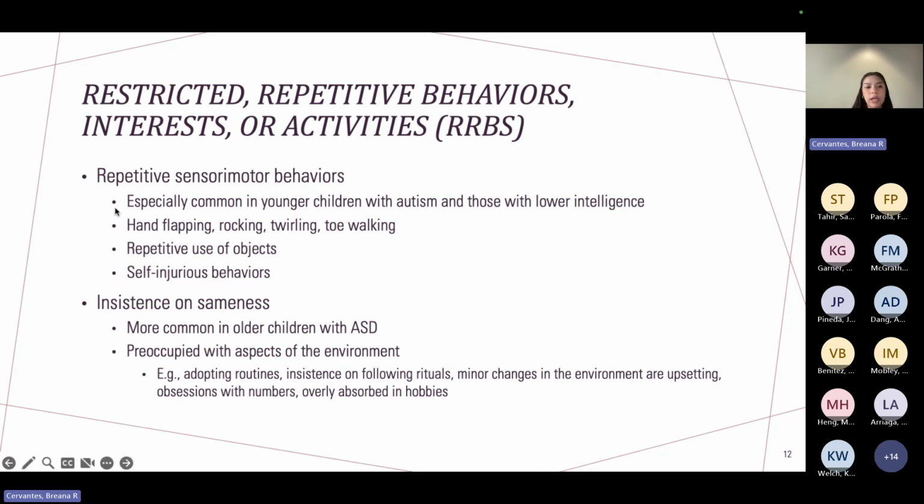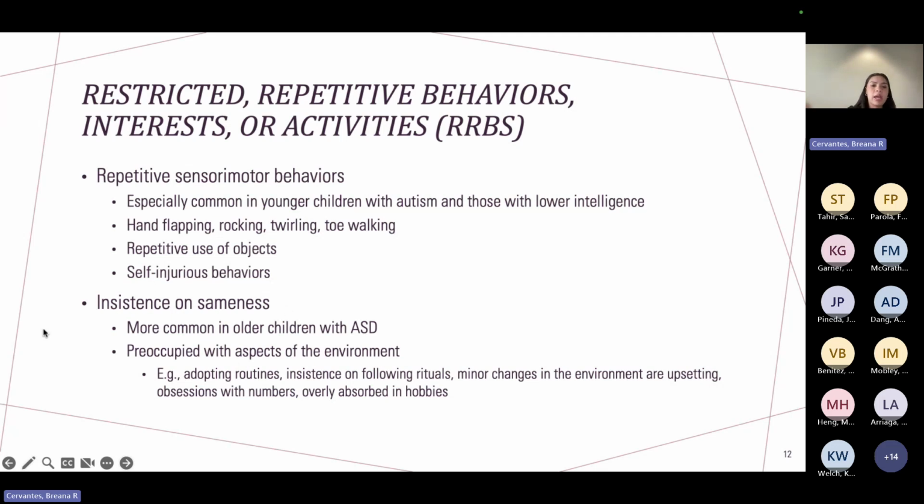So this second bullet point right here, hand flapping, rocking, twirling, toe walking, we might call that stimming. If you are familiar with that word in ABA, or a family member or anyone you know with autism demonstrates that behavior, we call it stimming. But what it falls under in terms of the DSM is this repetitive behavior aspect of ASD.